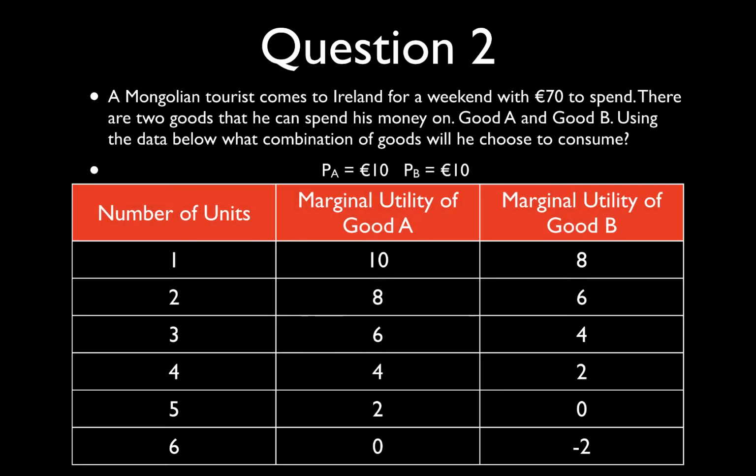Now, for the second question, the first thing we have to notice is that he's got €70 with which to spend. The next thing is that the prices are exactly the same. So this question should be easier, I suppose, but people get nervous when it comes into decimals or fractions.